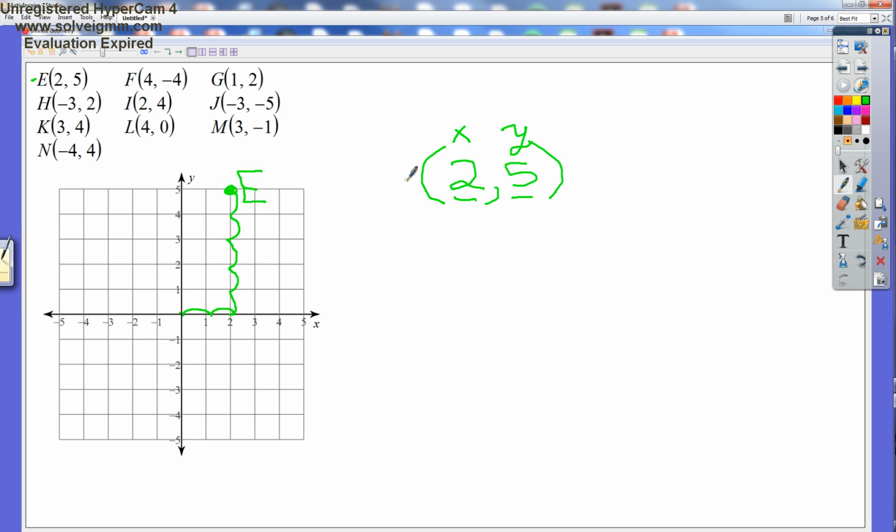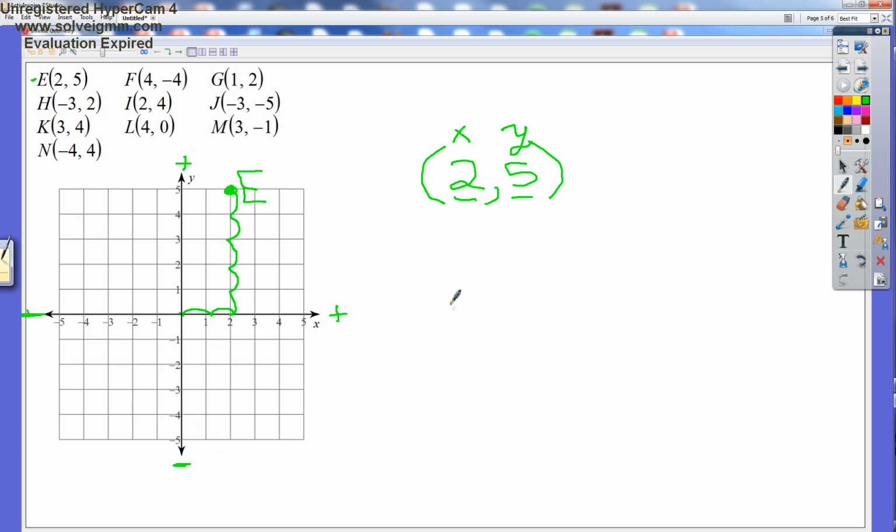So point E. Now, some of you may be thinking, well, how did he know to go right instead of left? How did he know to go up instead of down? Well, the numbers here, 2 and 5, are both positive. And so since they're both positive, we go in the positive direction. When it comes to horizontal, we define positive as going to the right. We define negative as going to the left. Likewise, when we're talking about going vertically, if we are talking about going in the positive direction, we're talking about going up. If we're talking about the negative direction, we're talking about going down.